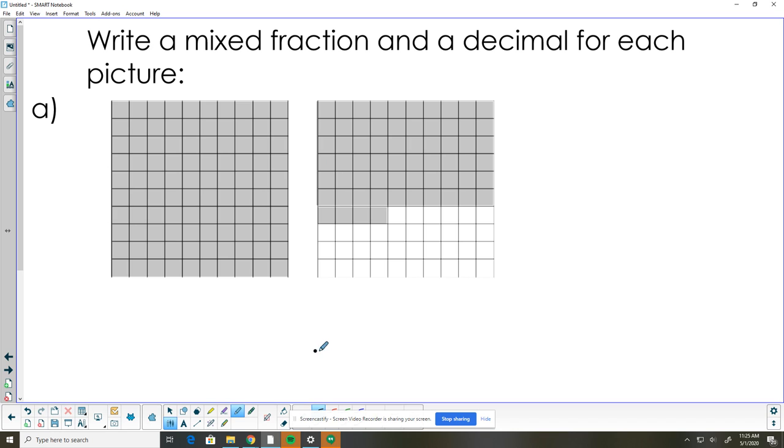If I take a look at my hundredths grids, I have 1 whole, and I have 10, 20, 30, 40, 50, 60, 61, 62, 63, 64. I have 1 and 64 hundredths. If I were to write that as a decimal, I have 1 and 64 hundredths. The decimal says 'and'.